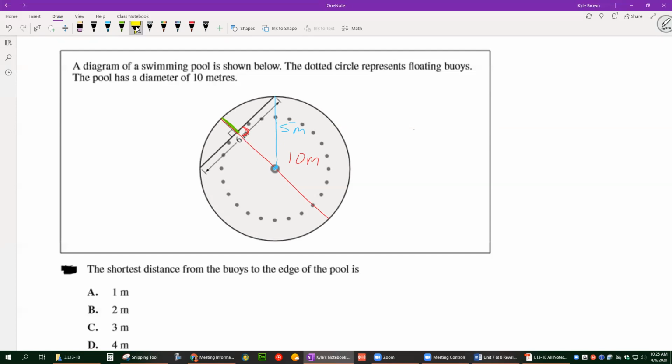Anybody know what the length of, let's say, need more colors here, the length of that side, the yellow side? Anyone tell me in the chat too? What would that length be? 3. Nice. It'd be 3, right? Because it's always half. This perpendicular bisector cut that chord in half. So that's going to be a length of 3.